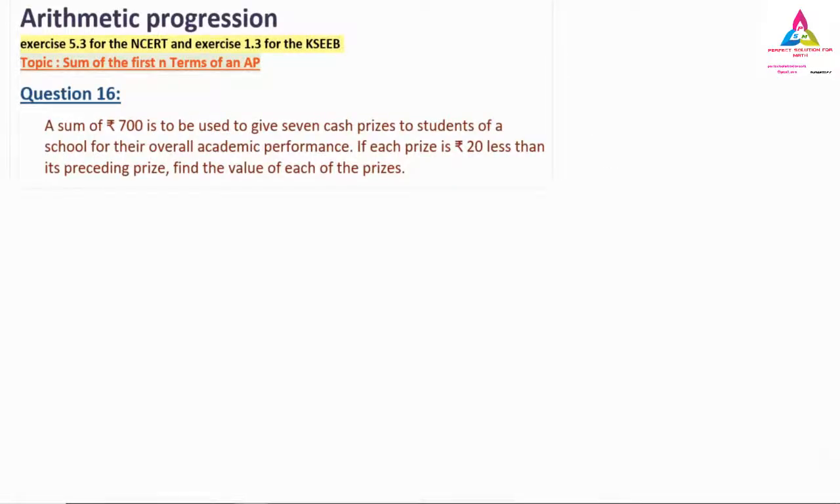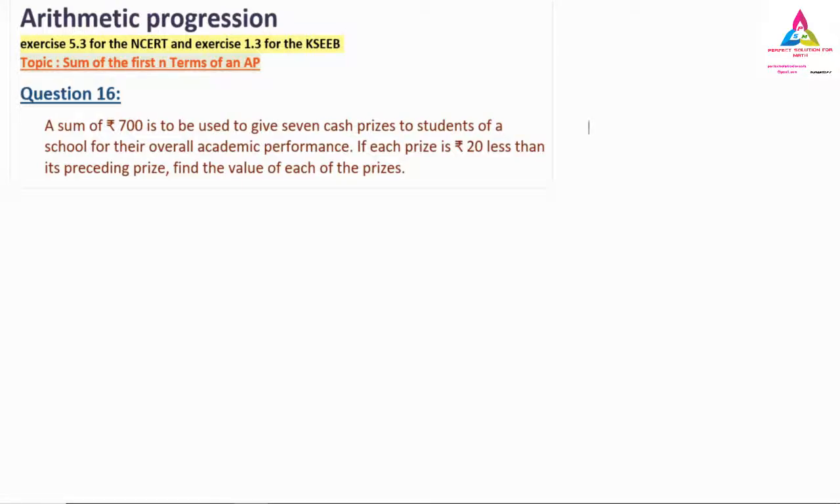Coming to question number 16. Here the question is: a sum of rupees 700 is to be used to give 7 cash prizes to students of a school for their overall academic performance. If each prize is rupees 20 less than its preceding prize, find the value of each of the prizes. The question here is clear.